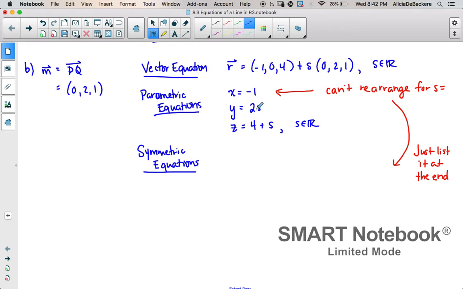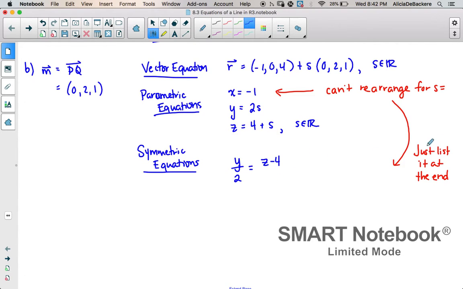So I'm going to rearrange the y equation to solve for s, and so I've just got a multiplier of 2 that I need to divide out. So I get y divided by 2 is equal to, and then I'm going to rearrange the z equation for s. So I just have to subtract over the 4, and I mean this is divided by 1 if you want to put it in there, but you don't need it.